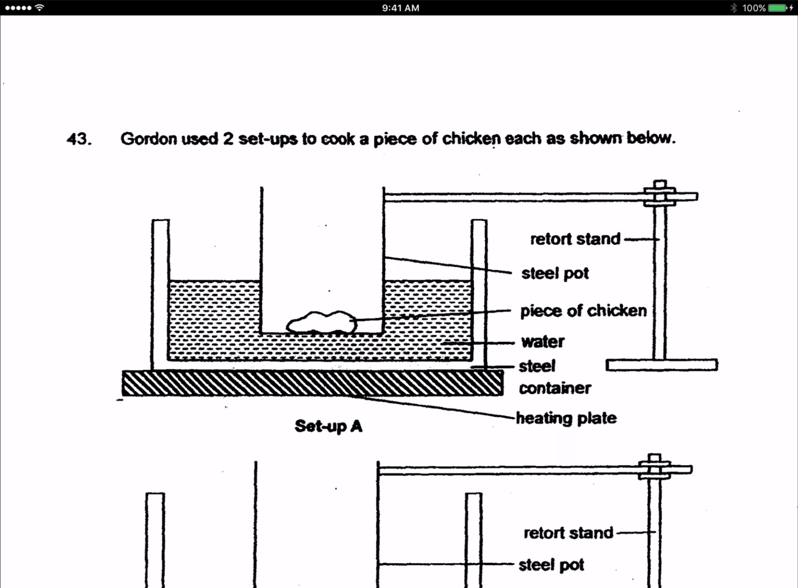No. Because of the boiling point. Boiling point of what? Water. Boiling point of water.